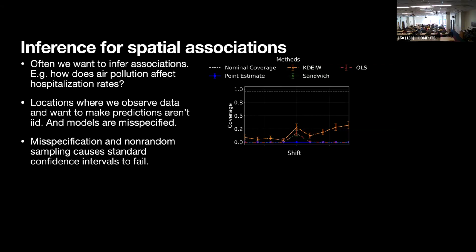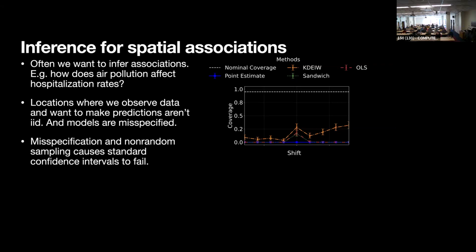The white line is the nominal coverage. This is what we are reportedly constructing, in this case, 95% confidence intervals. The blue line is the most naive thing you can do, which is just return a point estimate. Of course, it never contains the true parameter because it's just a point estimate. And then the other curves, the red and green curves, are both ordinary least squares. The green curve uses this sandwich covariance estimate, which is known to be robust to misspecification, but isn't robust to a combination of misspecification and non-random sampling.